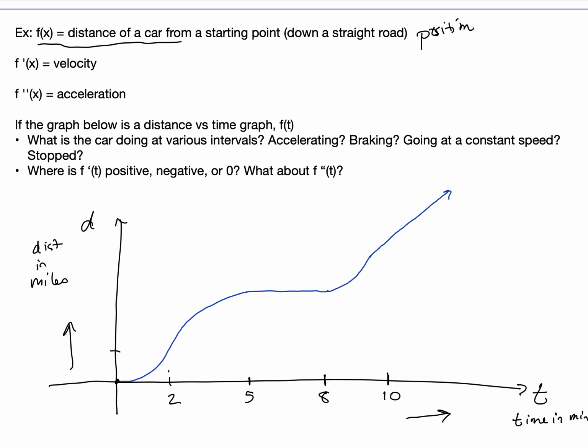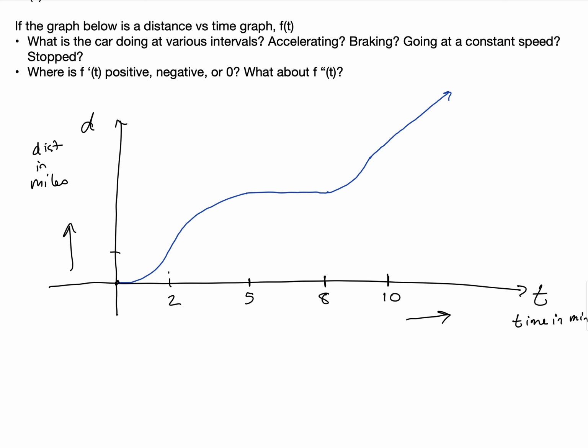So what is the car doing at various intervals? When is this car accelerating? When are they braking? When are they stopped? When are they going at a constant speed? And also, where is f prime of t positive? Where is it negative? Where is it 0? And same thing for the second derivative, f double prime of t. Where is it positive, negative, or 0?